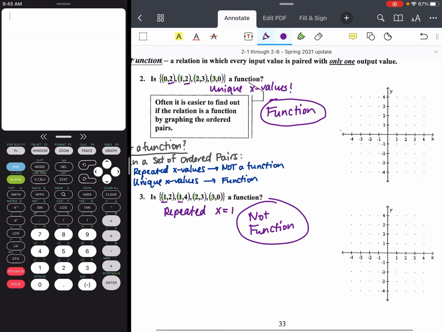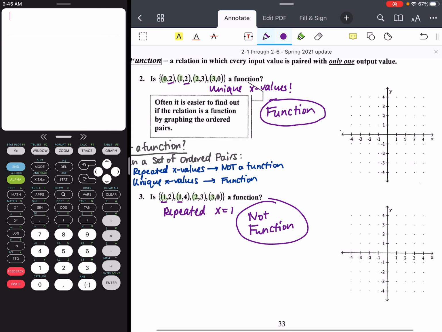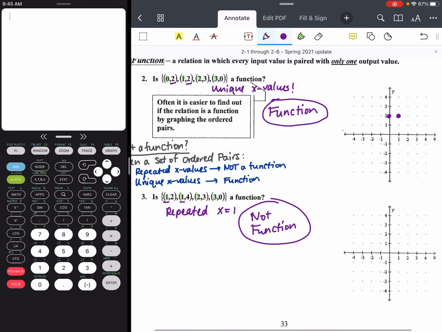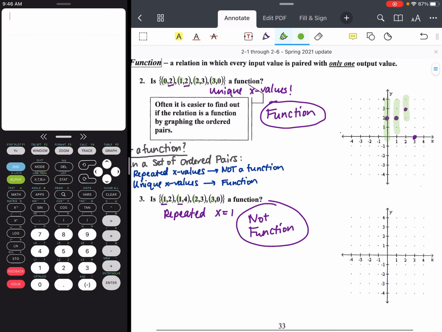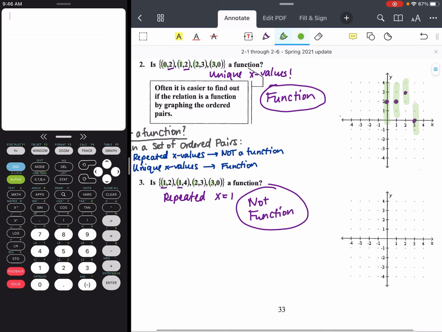And if you remember the vertical line test, which we'll talk about more formally in a few minutes, we could also apply this, and that relates to this idea of repeated x values. So for number 2, if I were to graph that relation, I have (0, 2), (1, 2), (2, 3), and (3, 0). And if I were to try to draw a vertical line and hit my relation twice or more with one vertical line, I couldn't do it. Each vertical line hits at most one time on my relation. So that confirms that we do have a function by the vertical line test.